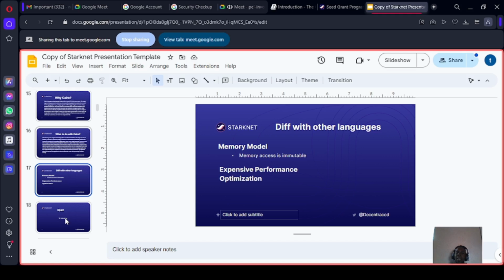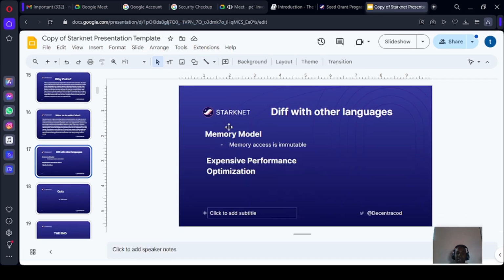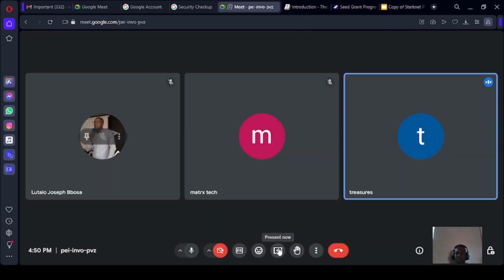As part of this session, we are going to have a quiz. But before we go for a quiz, I just want to introduce some of the resources in the Starknet ecosystem. So let me share some of these resources. Let me present.